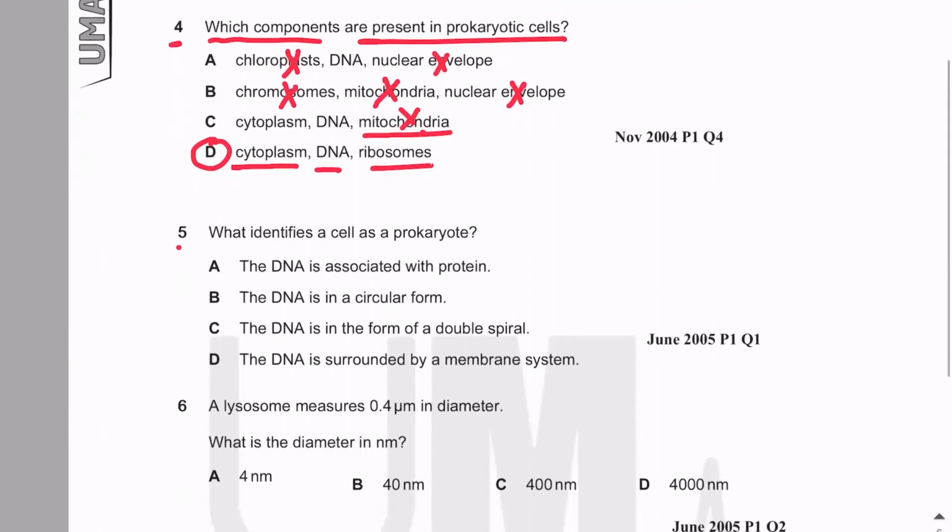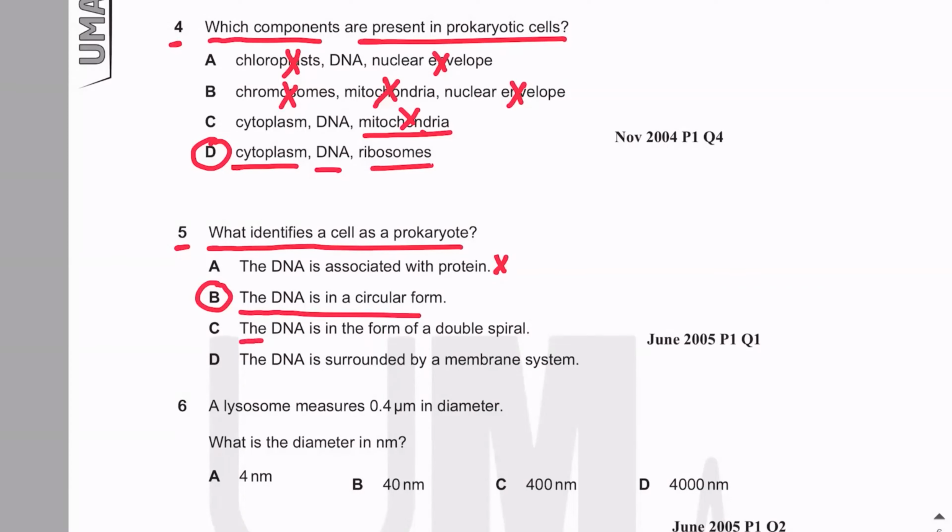Okay, MCQ number 5. What identifies a cell as a prokaryote? The DNA is associated with protein? No. Exactly, the DNA is in a circular form. Right, this is the answer. In the prokaryotes, DNA is circular, and DNA is not associated with histones or proteins. DNA is simply naked, not associated with any protein.